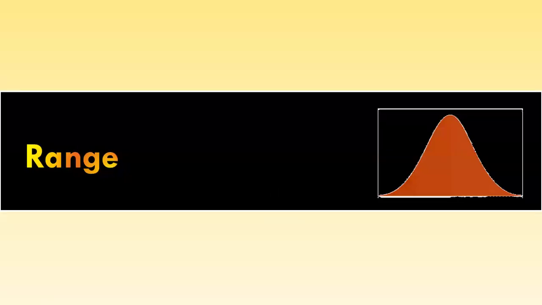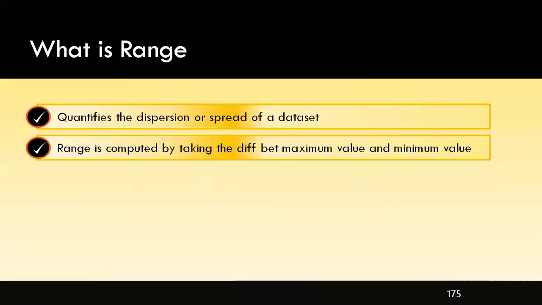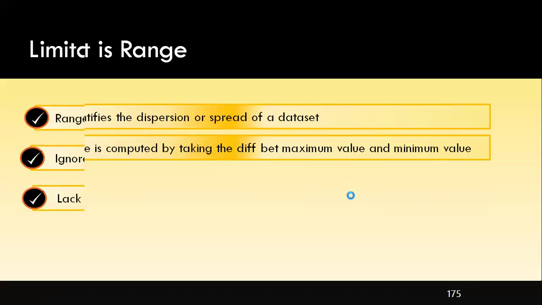So to start with, let's explore the measure called range. Range falls under measures of dispersion. It quantifies the dispersion. With the help of the range, we can understand how spread out the data is. What is the formula for range? Take the maximum value from a data set and subtract the minimum value from it. That is your range. Got it? Subtract the minimum value from the maximum value. That is your range.